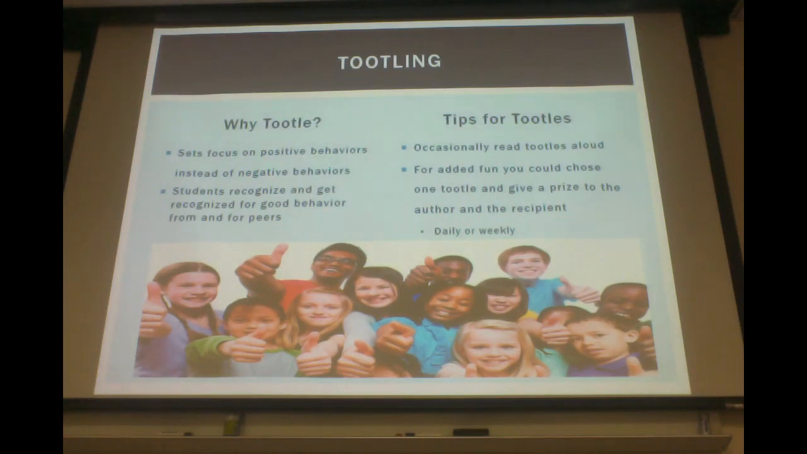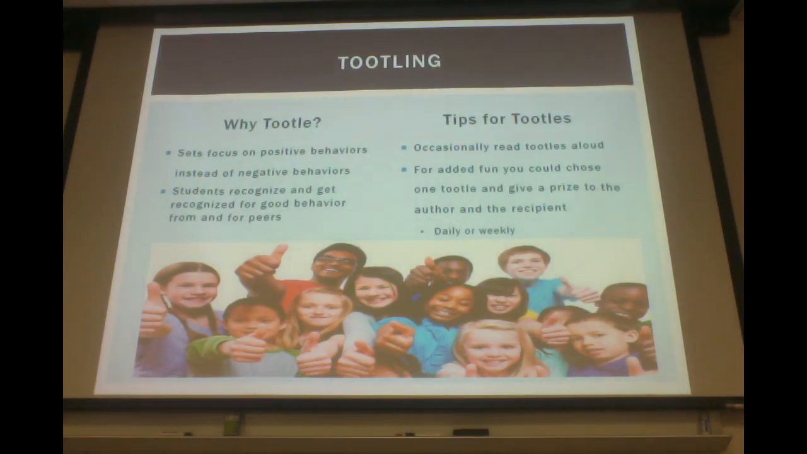So why do we do these toodles? Well, it sets, again, a focus on positive behavior instead of negative. We're really always trying to go away from that. And students get recognized for behaviors that they're doing from their peers. So instead of just always being recognized by the teacher, they're getting recognized by each other. And while the students are looking for these positive behaviors in their peers, they're less likely to be doing the negative behaviors that you don't want them to be doing.